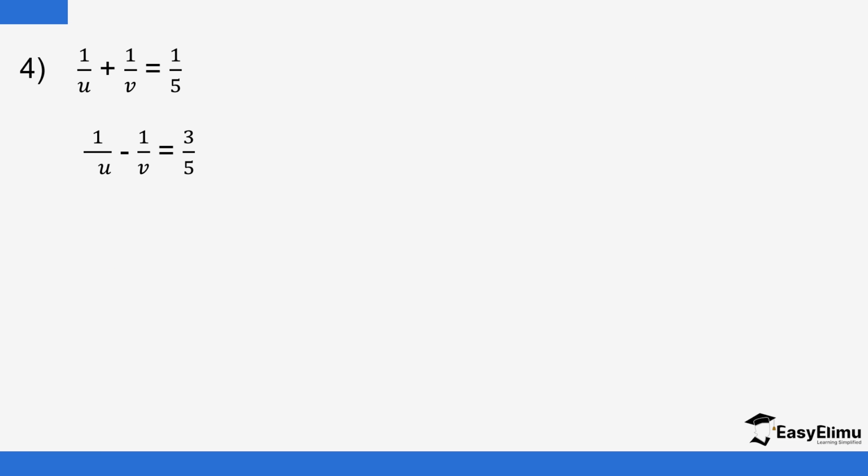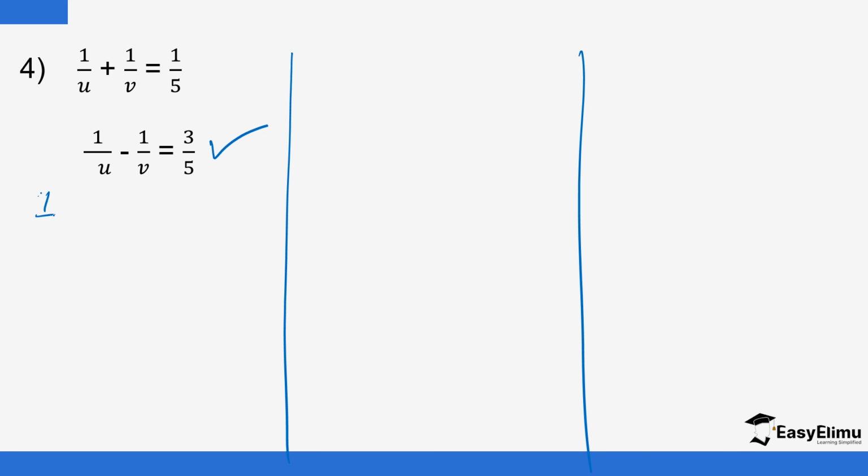So we have one last one here. So this is easy. You simply make 1 over u the subject. So from equation 2, 1 over u should be equal to 3 over 5 plus 1 over v. So this is what I will substitute in the equation up there. Where there is 1 over u, I'll write the whole of this.